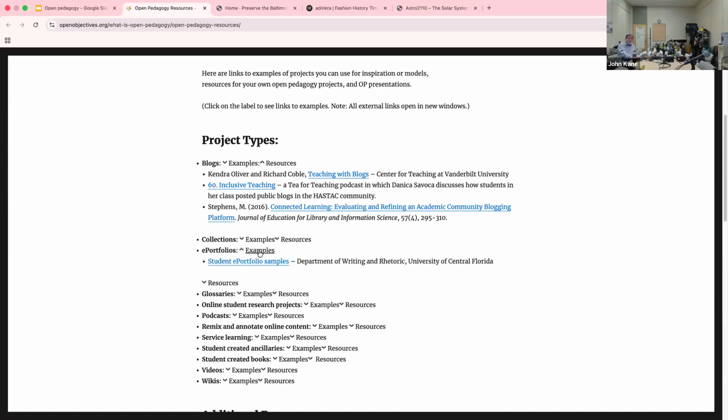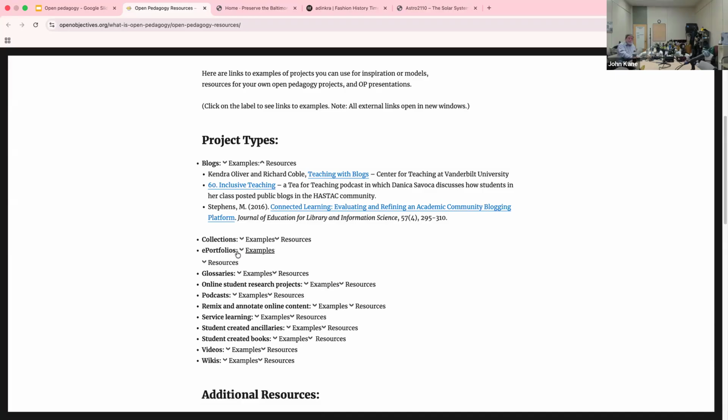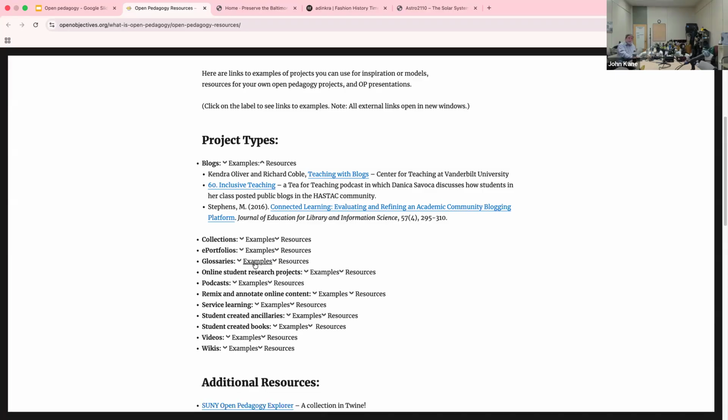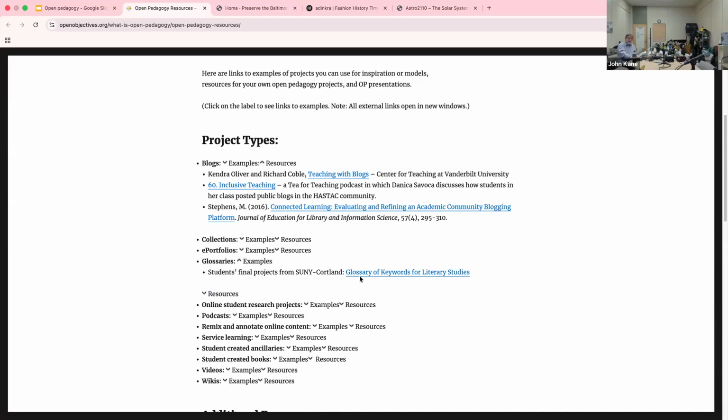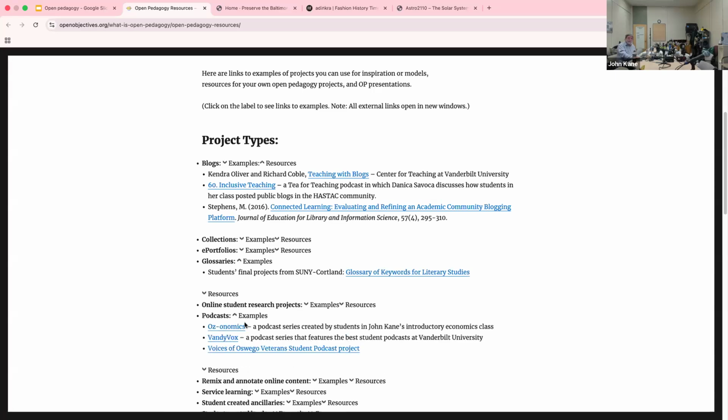E-portfolios, there's not as many of those now, but that was a really big thing, and it's coming back a little bit. Glossaries, well, there was that example. This was one from Literary Studies in Portland. There's not so many research projects. Most of those have disappeared. The examples of this, here's some from some of my classes.